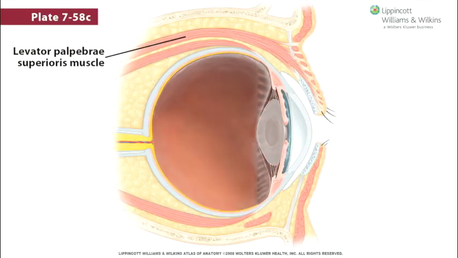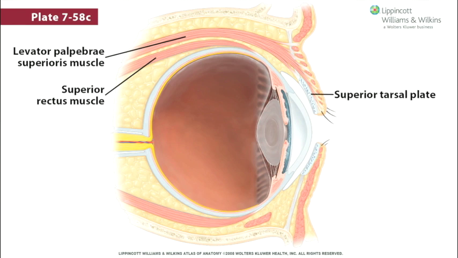The other voluntary muscle of the orbit is the levator palpebrae superioris. It originates on the lesser wing of the sphenoid, superior and anterior to the optic canal. It runs anteriorly, just superior to the superior rectus muscle. Its insertion tendon fans out to insert on the skin of the upper eyelid and the superior tarsal plate. When the muscle contracts, it elevates the upper eyelid.